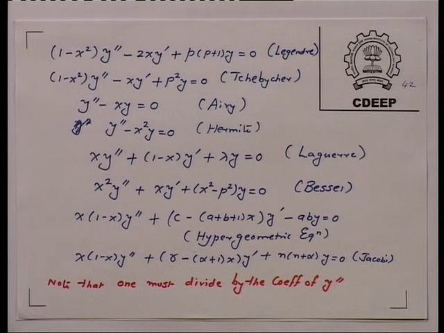Mathematically, from the point of view of mathematics, the most important equation is the hypergeometric equation. From the mathematician's viewpoint, the hypergeometric equation is x into 1 minus x y double prime plus c minus a plus b plus 1 x y prime minus a b y equal to 0. This is called the hypergeometric equation. Very similar to the hypergeometric equation is Jacobi's equation.